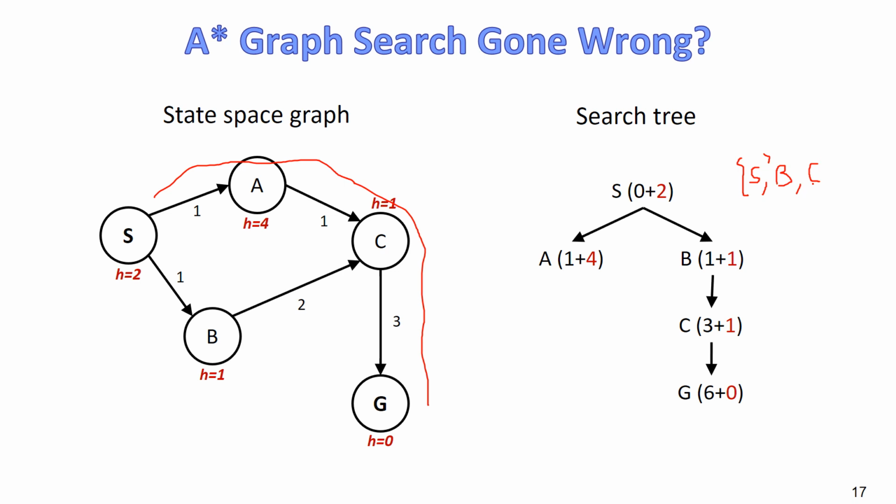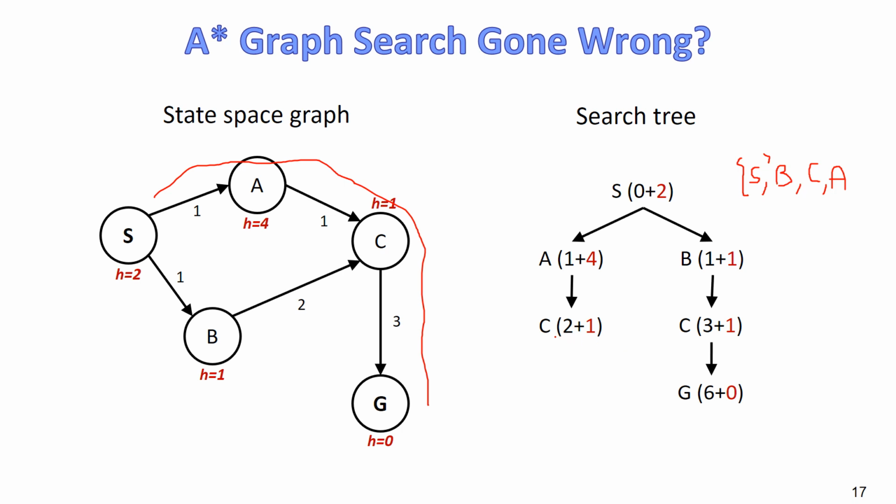Now, C is in the closed set, but on the fringe we have A and G. Which one should be expanded next? Why G, Muhammad? A has total of 5, G has total of 6. So we should expand the lowest, right? Yeah, so we expand A to C. Of course, before we expand A, we check if it's in the closed set or not. It's not, so we add it to the closed set, and then expand it.